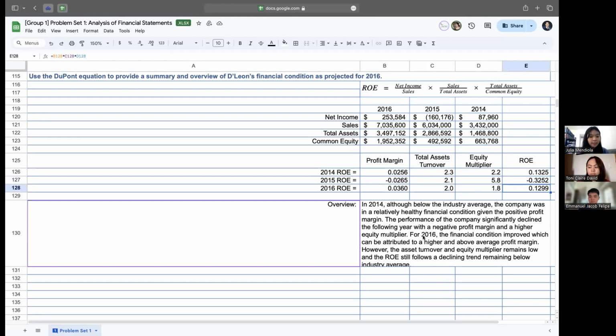For 2016, the financial condition improved, which can be attributed to higher and above average profit margin. However, the asset turnover and equity multiplier remains low, and the ROE still follows a declining trend, remaining below industry average. Thus, the company can look into these different factors and look into improving the values that affect the ROE the most. And that is it for Problem Set 1.